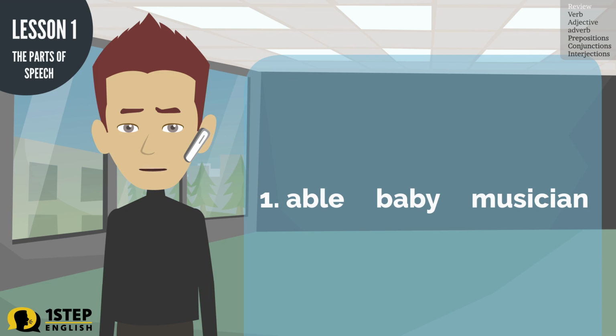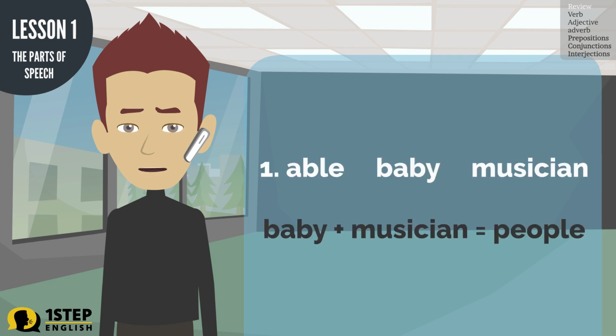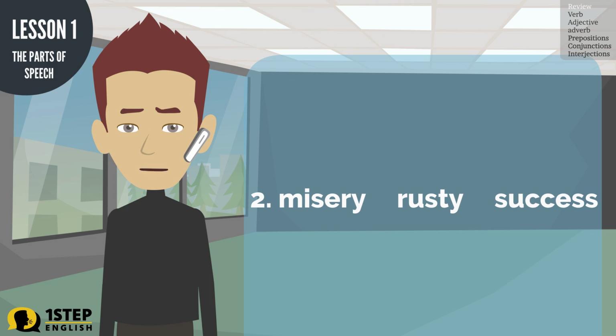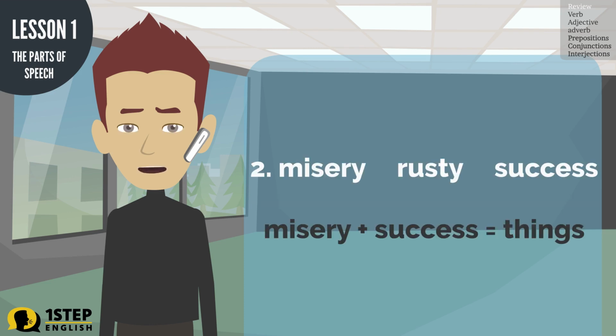1. Able, baby, musician. The answer is baby and musician. We label them as people. 2. Misery, rusty, success. The answer is misery and success. We label them as things which represent ideas and actions.